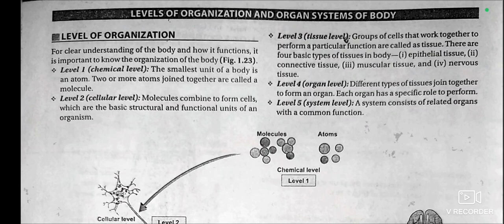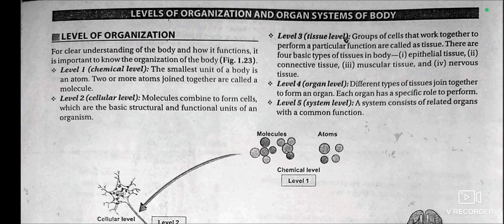In the chemical level you can see atoms and molecules. Chemicals will be converted into cells. That is the cellular level. A group of cells will form a tissue. A group of tissues will form an organ. Different groups of organs will form a total system. All parts of the system will organize a complete human body.